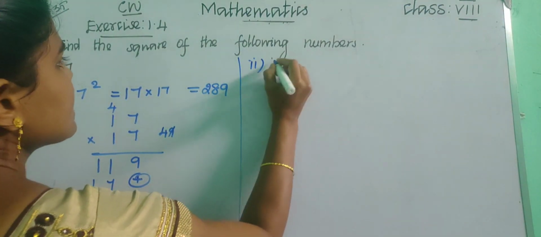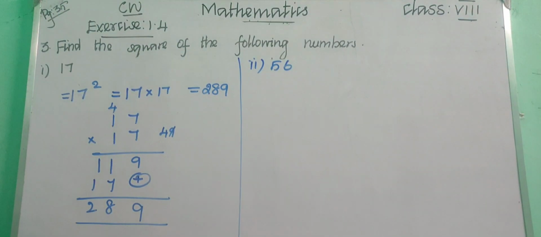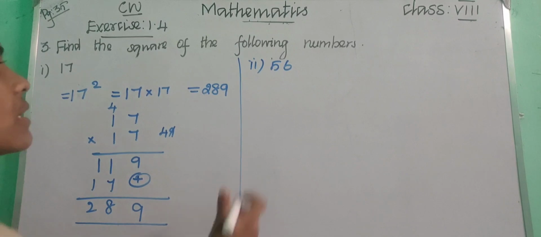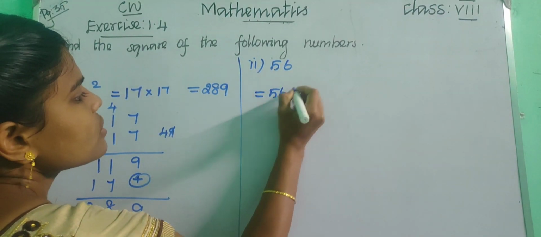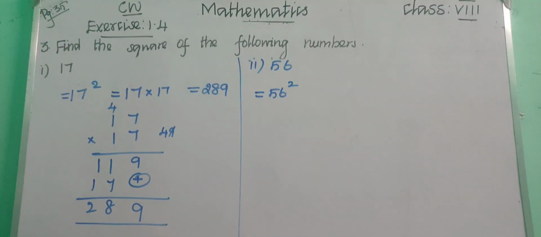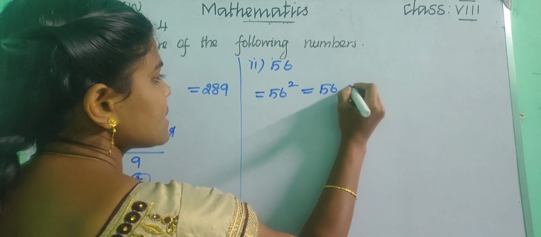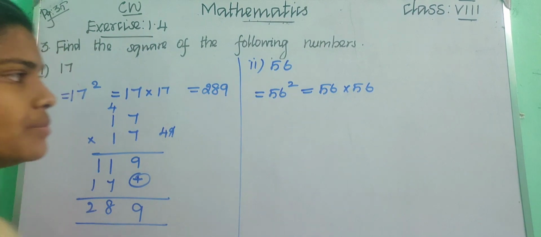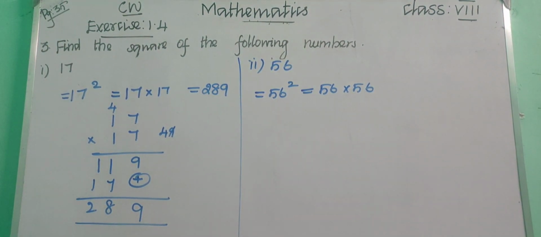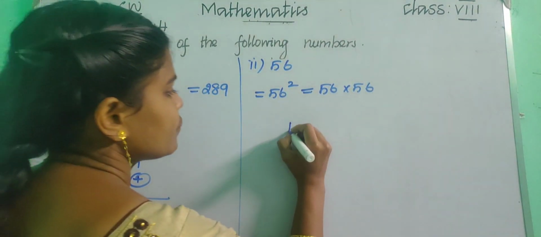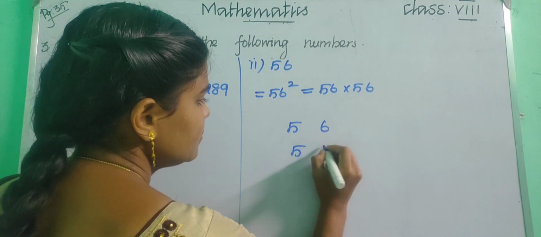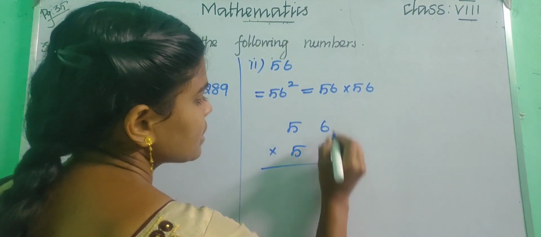So the next one is 56. We are going to find the square of 56. So how will you find the square of 56? We need to write 56 squared, right? So 56 squared means what we need to do? We need to multiply 56 into 56. Okay, children, so let us multiply. 56 into 56.